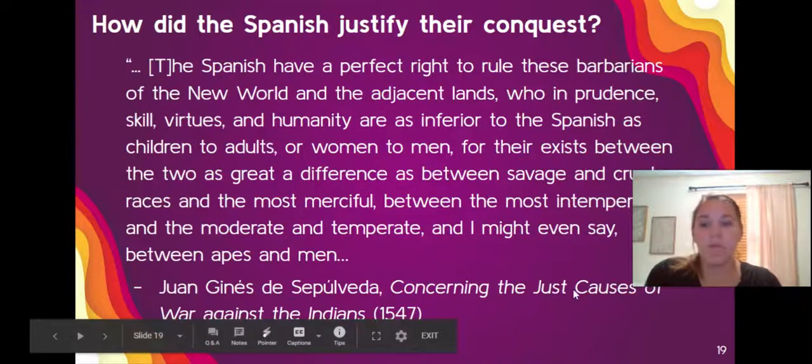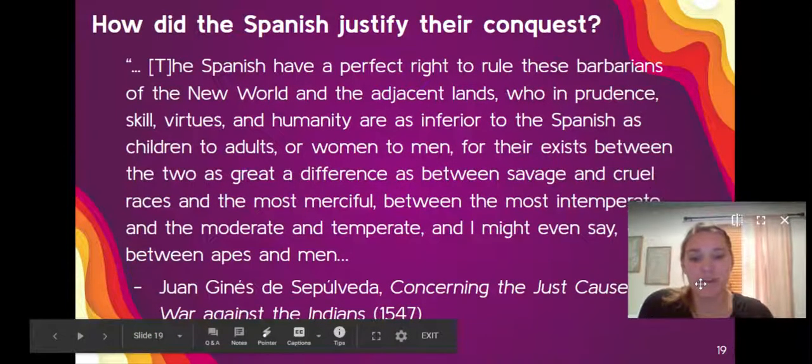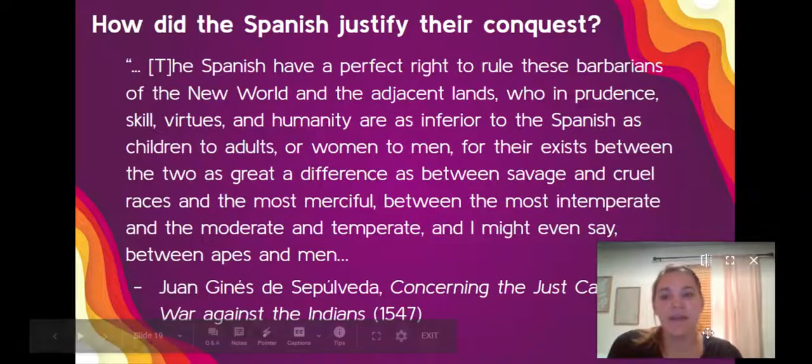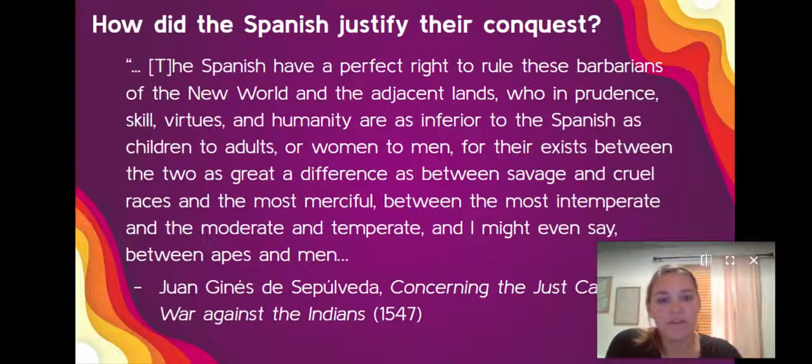So here's what Juan Ginés de Sepúlveda says. And what's interesting here is just look at the title of this: Concerning the Just Causes of War Against the Indians. So how are they justifying it? The Spanish have a perfect right to rule these barbarians of the New World and the adjacent lands, who in prudence, skill, virtues, and humanity are as inferior to the Spanish as children to adults, or women to men.